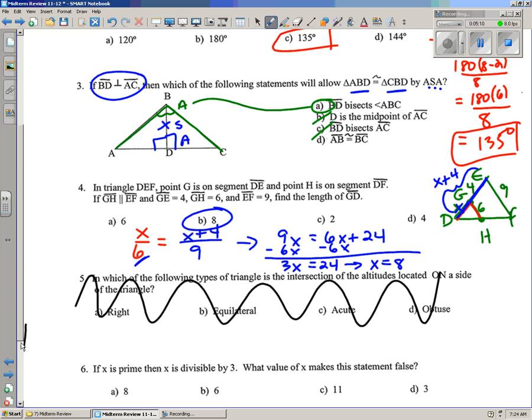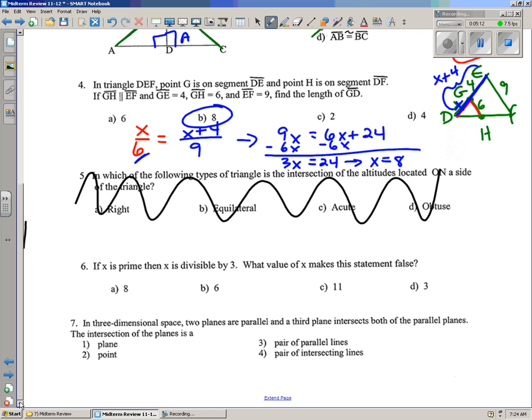Number 6, if x is prime, then x is divisible by 3. It says what value of x makes the statement false? An if-then is false when it starts true and ends up false. It's the broken promise. You kept your end of the deal, but I didn't keep my end of the deal. So we're looking for, firstly, this first part has to be true.